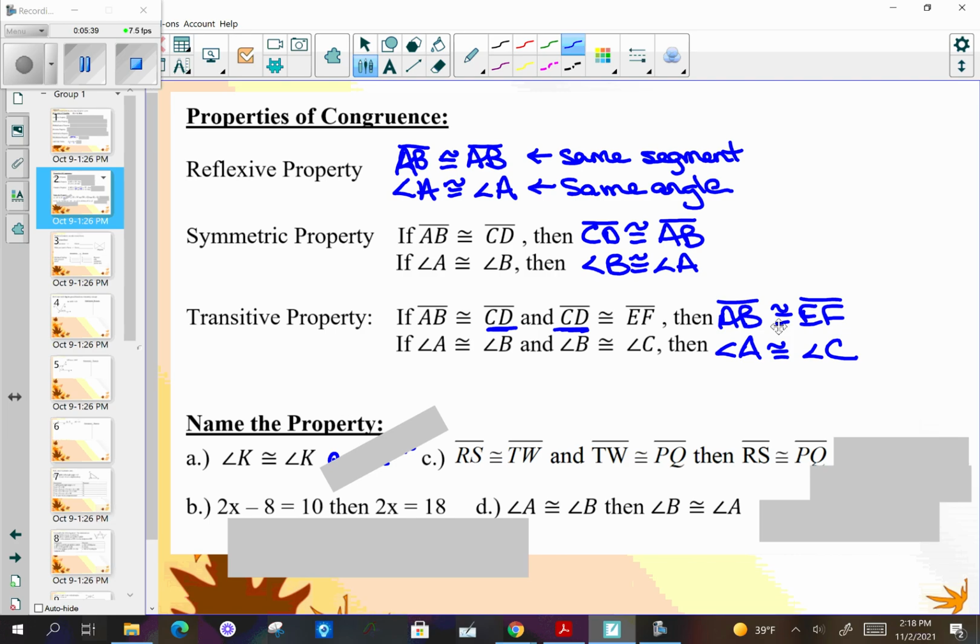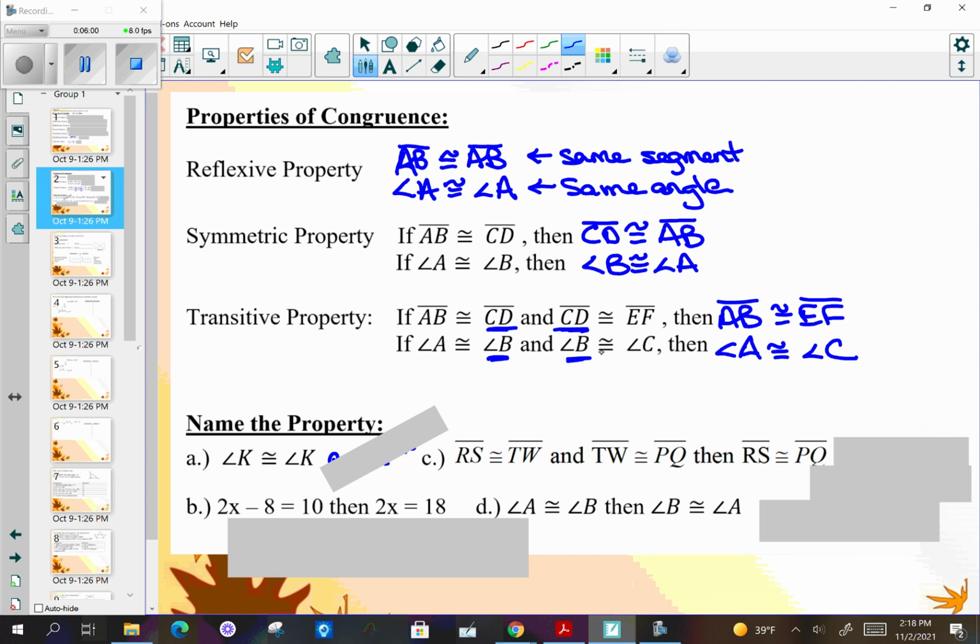Or if angle A is congruent to angle B and angle B is congruent to angle C, then B is the same in both of them. So angle A is congruent to angle C. So those are all our basic properties, the properties of equality and the properties of congruence. What you're going to do now is name the property for each one of the next problems.